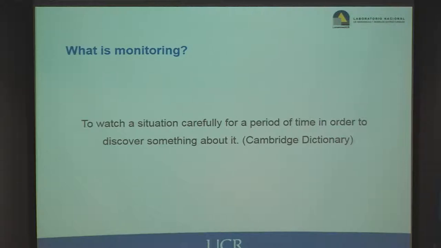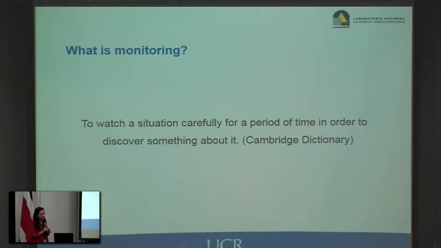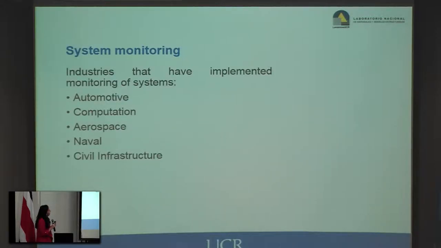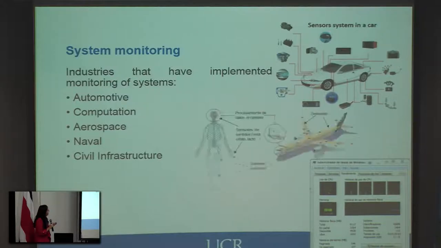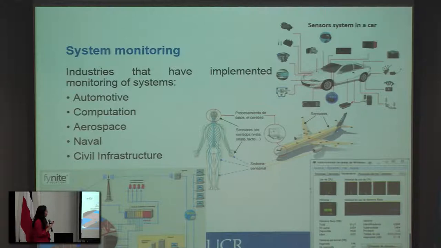For a formal definition, monitoring is to watch a situation carefully for a period of time in order to discover something about it. Different industries have implemented system monitoring, like the automobile industry. Our cars are full of sensors that tell us if we need gas or if there is an open door. Also, the computation industry, aerospace, naval, and recently, the civil infrastructure industry.